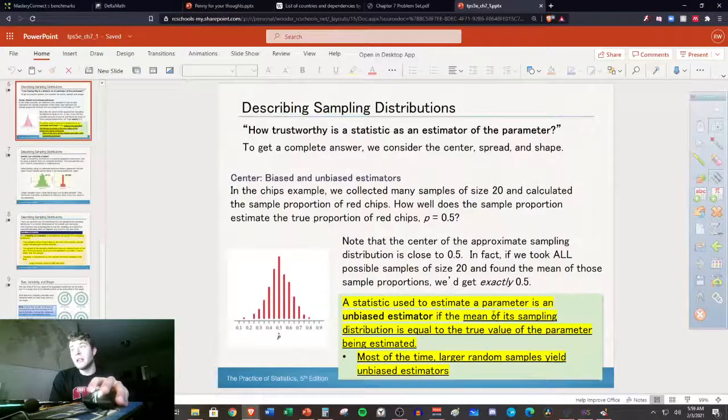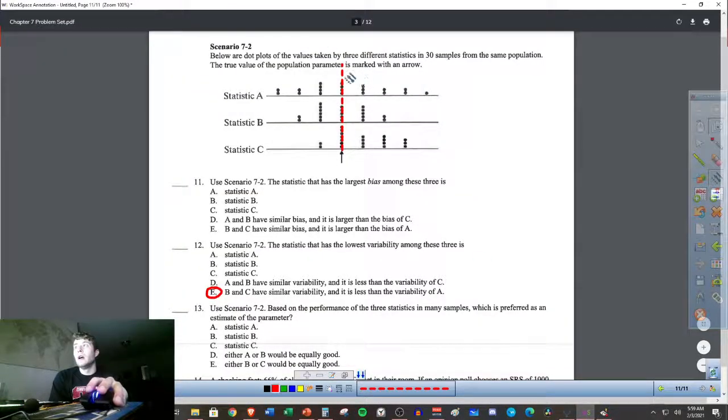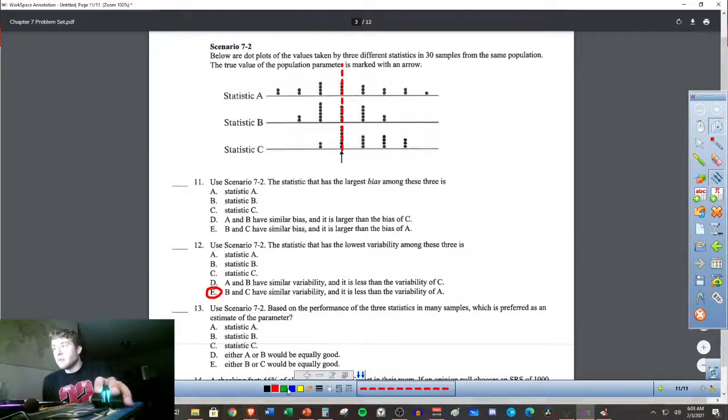And our definition is saying the mean of the sampling distribution. So for all 3 of these graphs, the center of A, is it on the red line? The center of B, is it on the red line? And the center of C, is it on the red line? That's what we're asking. So the statistic that has the largest bias is the one that is not centered on that red line. Well, which one is that? Well, that's C. C is sort of shifted over. Its actual center is probably more about here.